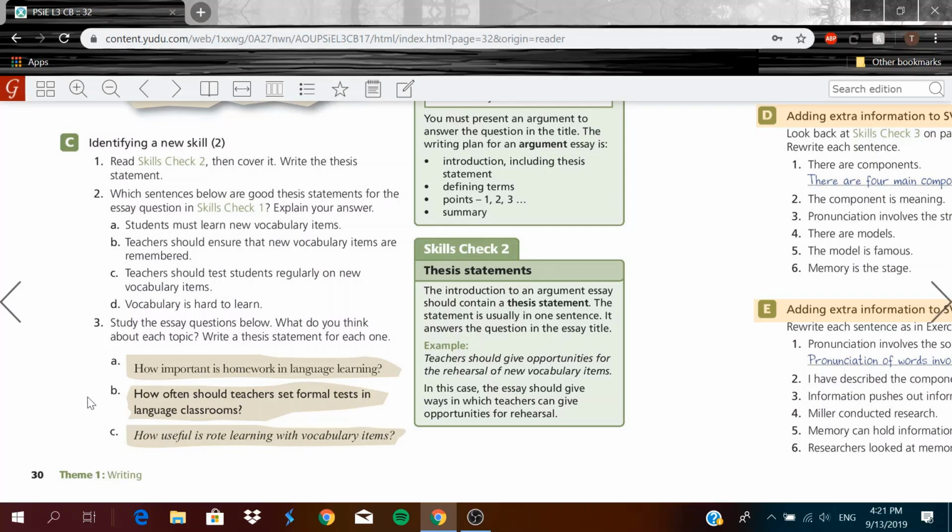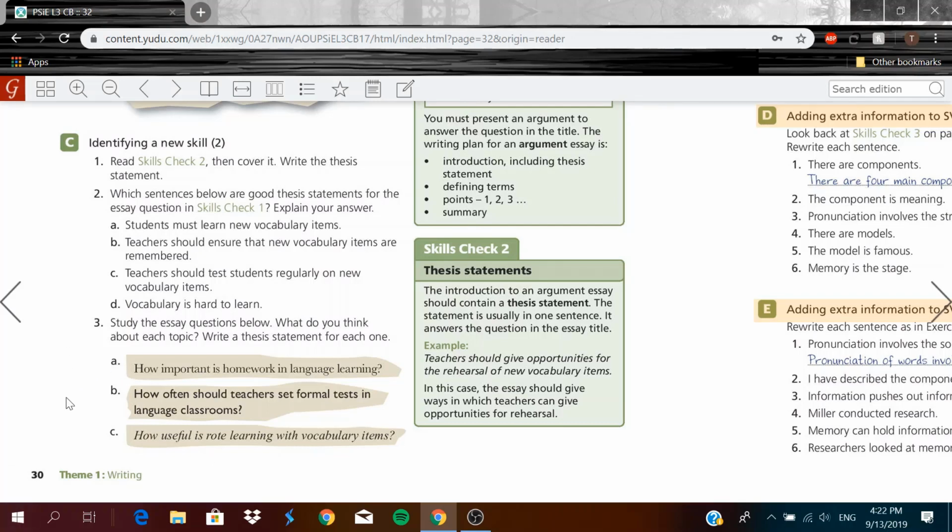Okay, so for example, here we have, how important is homework in language learning? What do you guys think? Do you think homework is an essential part of language learning? Or do you think it's useful, or does it not help in any way? Personally, I'd say that homework is useful for some parts of language learning, but not others. So it's not the most important thing, but it should still be implemented.